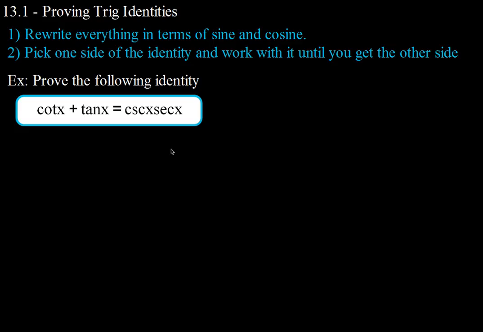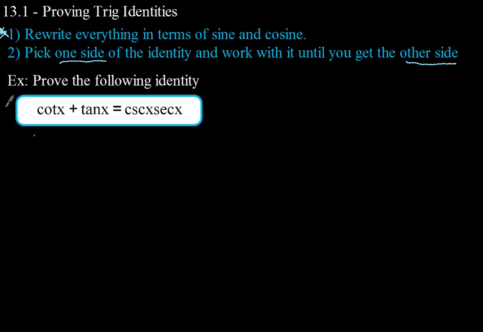Okay, so the real goal of section 13.1 is to start proving trig identities. There are two steps that we're going to do in order to do that. We're first going to rewrite everything in terms of sine and cosine. And then we're going to pick one side of the identity and work with it. We're going to rearrange it and change it until we get the other side.